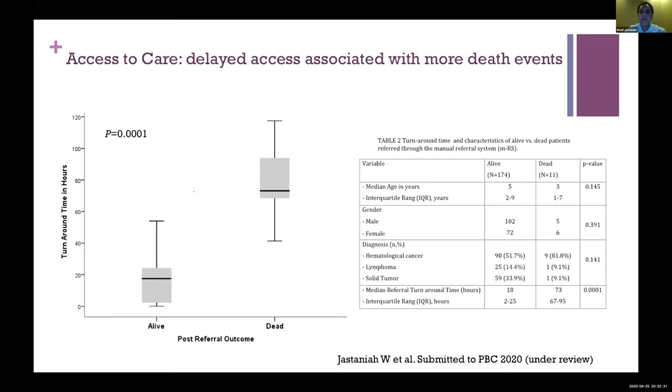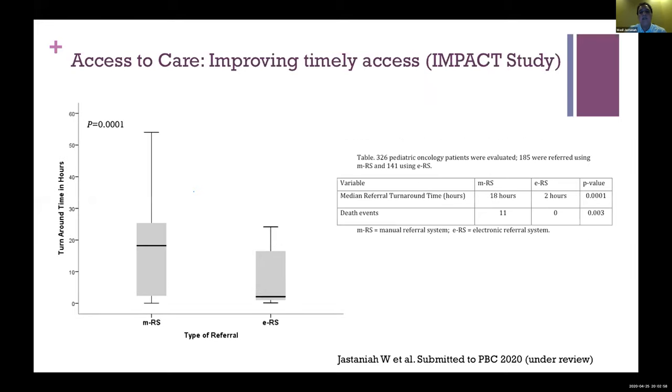And the turnaround times of the processing of the referrals for patients that died was, as you see here, significantly longer than patients that were alive and had no early death events. So this led us to initiate a project to improve the turnaround processing of referrals so that timely access to care can be put in place. And we initiated this back in January 2015, where we developed an online web-based electronic referral system as an improvement project. And we conducted this impact study, which stands for improving access to care.